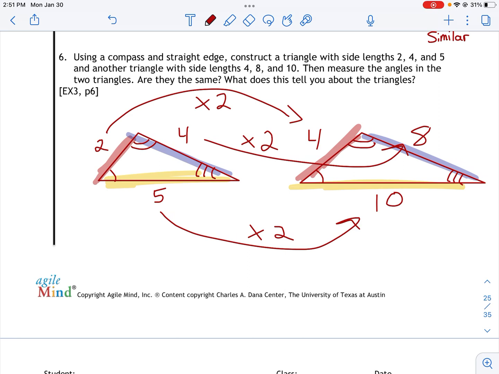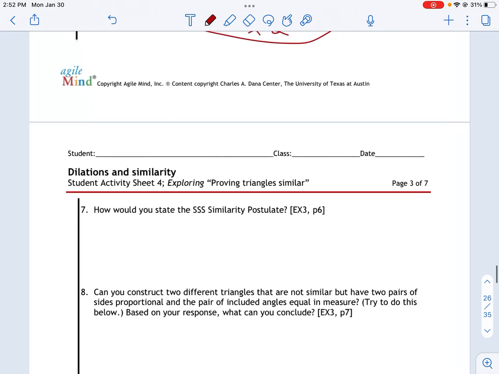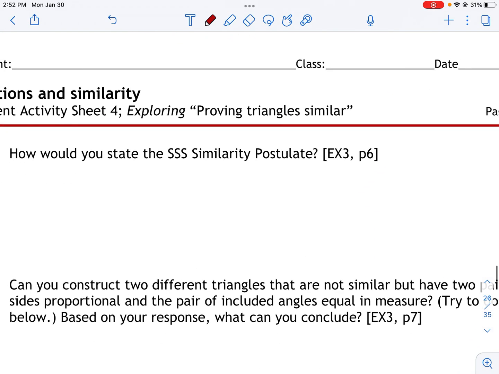It's supposed to be a little activity and have a little bit of fun. But again, I'm not going to have you pull out all that stuff. As long as you understand the similarities, that the sides are proportional and the corresponding angles are congruent. All right, number 7.